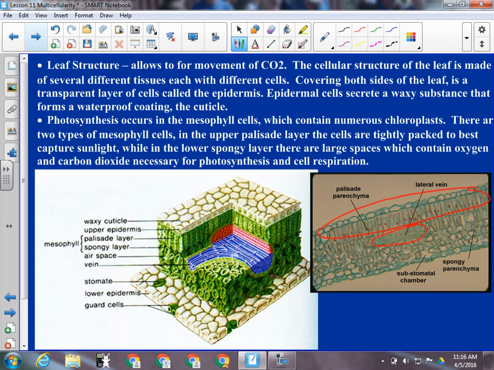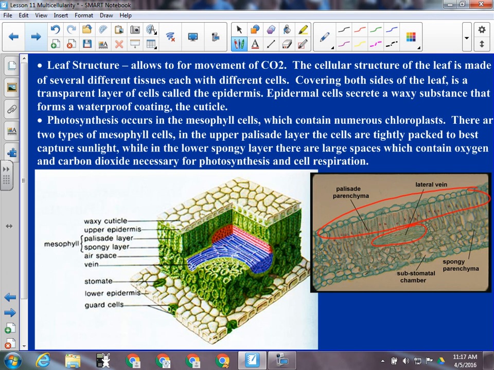Okay. So, is everyone following me here? These cells here, notice that they're almost transparent. They need to allow light to get through to the palisade layer below, but they've got to secrete this stuff that prevents water from evaporating. The whole purpose of having that waxy layer, which we call the cuticle, is to prevent water from evaporating from the leaf.